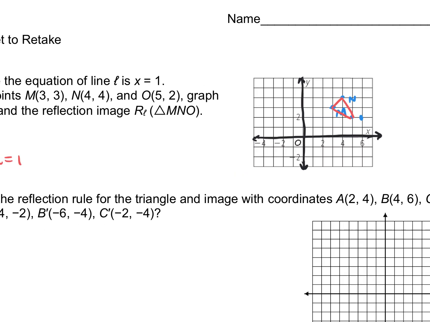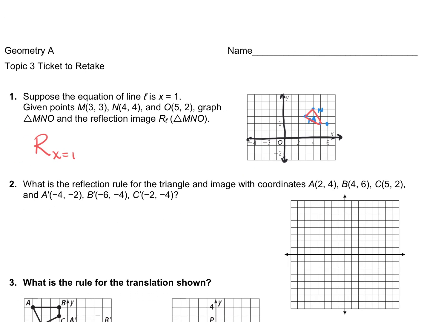Okay, so we're going to do a reflection across the line x equals 1. So x equals 1 is a line that crosses through the x-axis at 1. So I'm going to go ahead and go to the x-axis. I'm going to plot a point at 1, and then our reflection line is going to be the line that crosses through the x-axis at 1. So it's going to be this vertical line right here. This is what we're going to reflect across.